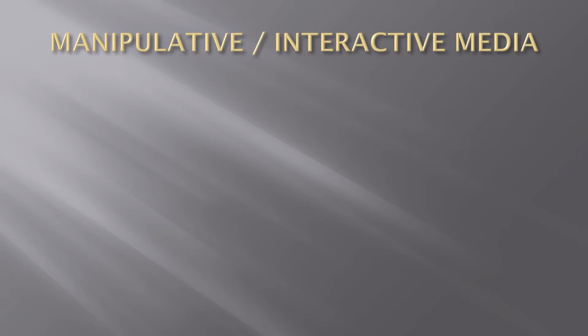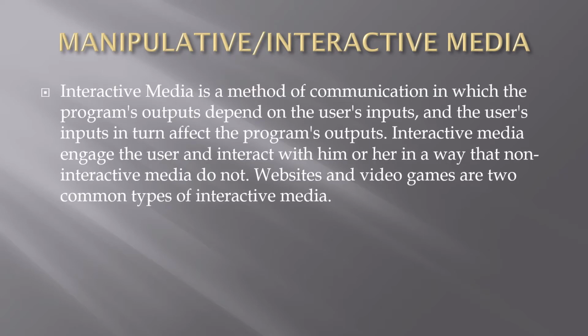This video will focus on Part 13, Manipulative and Interactive Media. Manipulative and interactive media is a method of communication in which the program's outputs depend on the user's inputs, and the user's inputs in turn affect the program's outputs. Interactive media engage the user and interact with him or her in a way that non-interactive media do not. Websites and video games are two common types of interactive media.